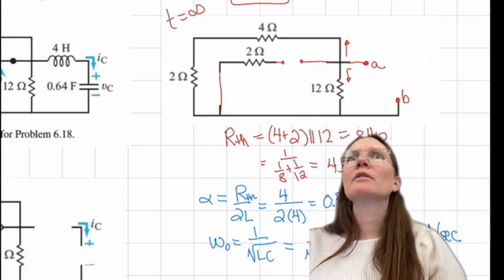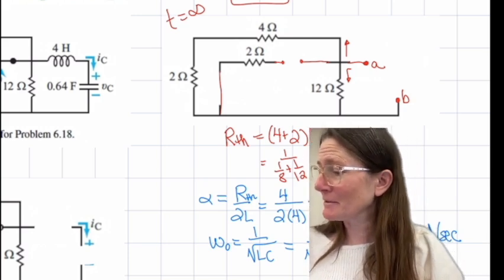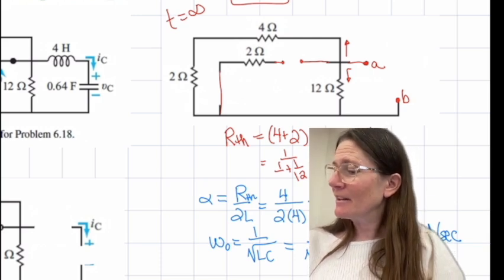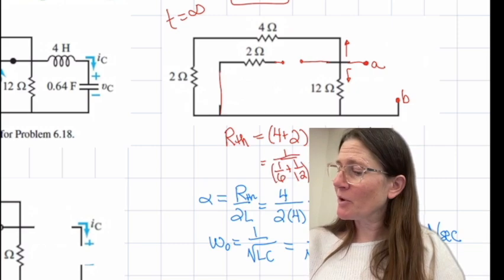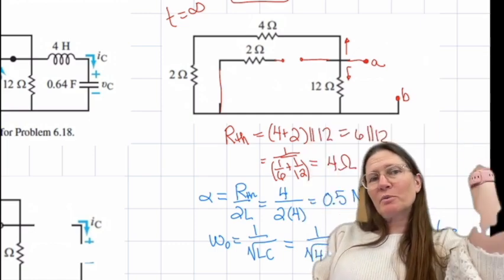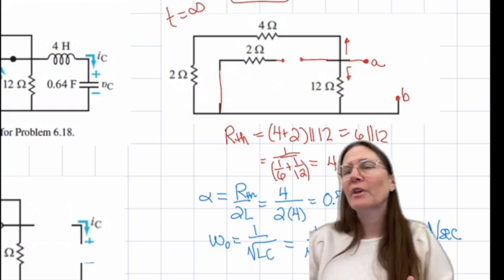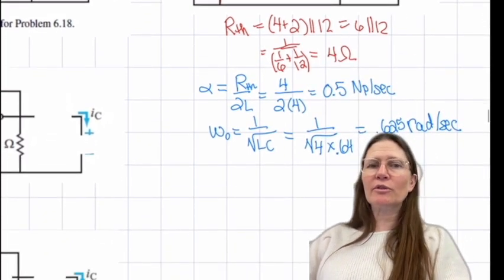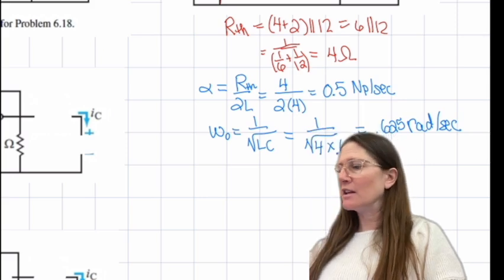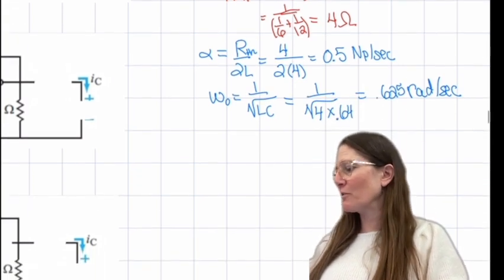Shouldn't there be 6 in parallel to 12 instead of 8? Oh, yep. It's still the same answer. It's still 4, but yes, that is 6. I'm not adding well. So 4 ohms. So you see that they split, so you have 4 plus 2 in one branch and 12 in the other branch. Those branches are in parallel to each other. So 4 ohms, and then you use the equation for the series, which is RTH over 2L for alpha, and that gives us 0.5 Nepers per second, and then omega naught is 0.625 radians per second.